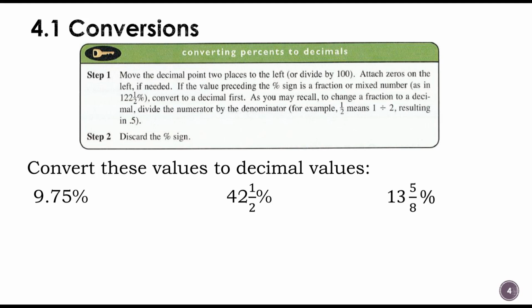We were converting percents to decimals. So let's just look at this first one, 9.75%. We basically go backward from what we did on the previous slide. So this is going to be 0.0975. And we remove the percent symbol because now we've written the decimal equivalent to the 9.75%. And if you do calculations in this class, you will always be calculating with that decimal number.